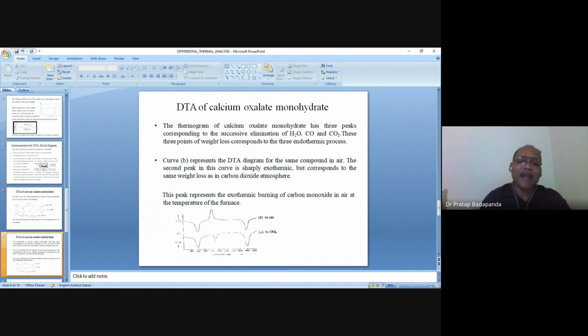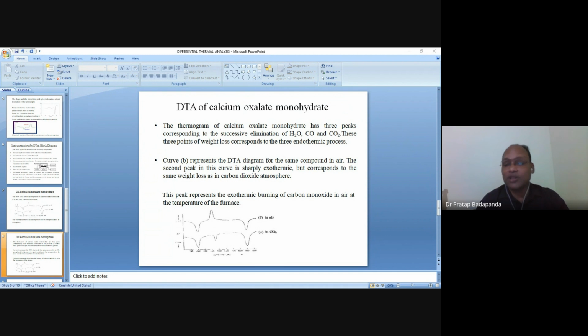So why is it exothermic? Here the carbon monoxide is formed when the calcium oxalate monohydrate undergoes decomposition. That is, the water molecule will be removed, and carbon monoxide and carbon dioxide will be formed. The carbon monoxide, in the air, changes to carbon dioxide. As you know, carbon monoxide is more stable than the carbon dioxide.